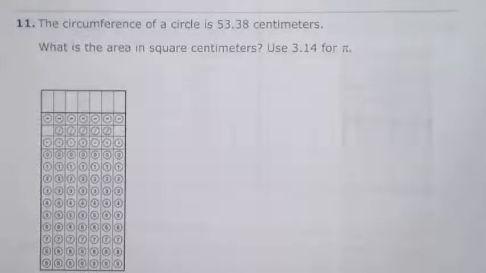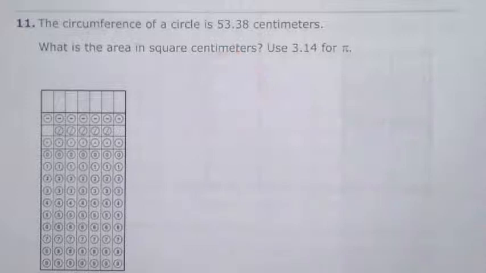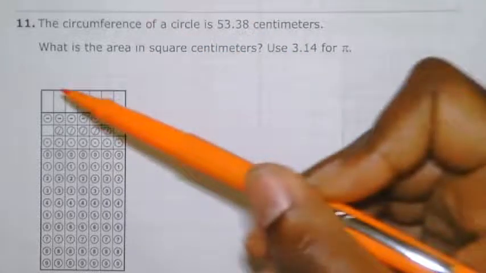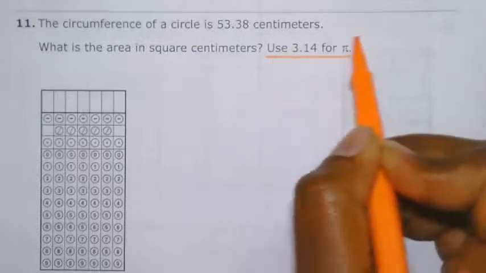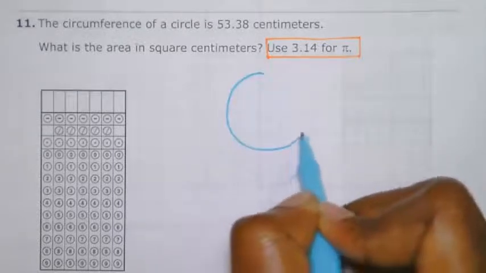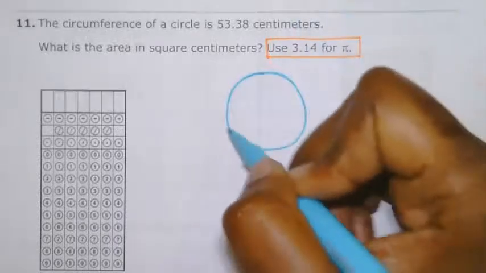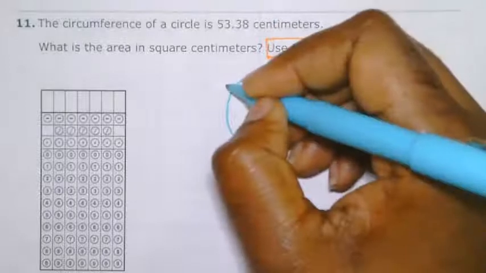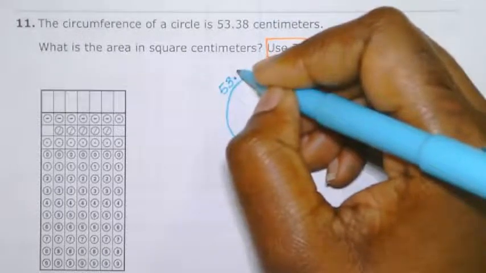Alright, so I'm randomly selecting questions. This one says the circumference of a circle is 53.38 centimeters. What is the area in square centimeters? And it says that we should use pi as 3.14. So firstly, I'm going to draw a circle of what it should look like. We know that the circumference, which is the distance around the circle, is 53.38 centimeters.